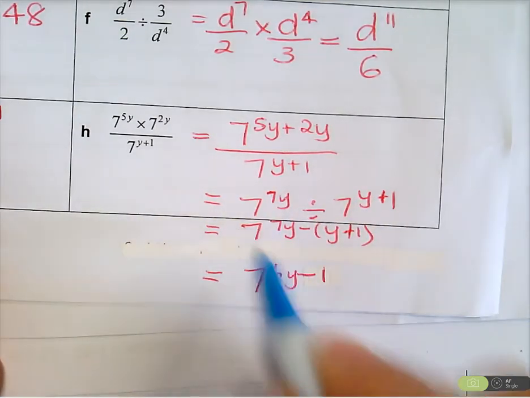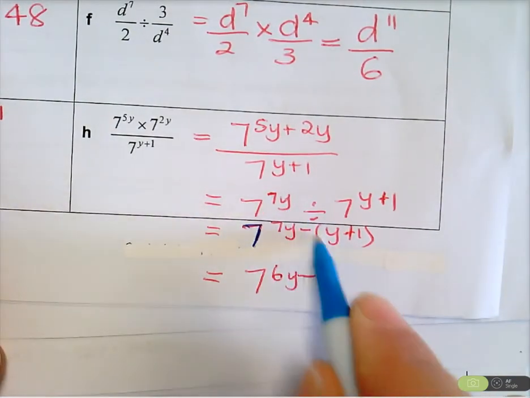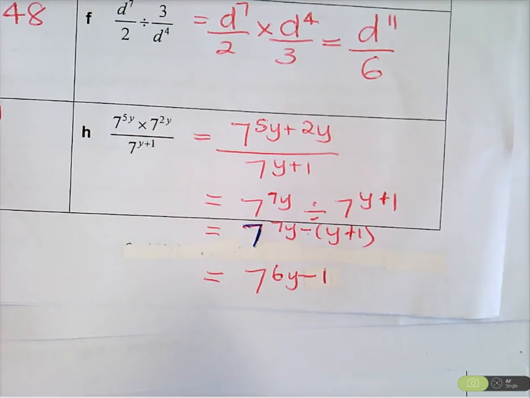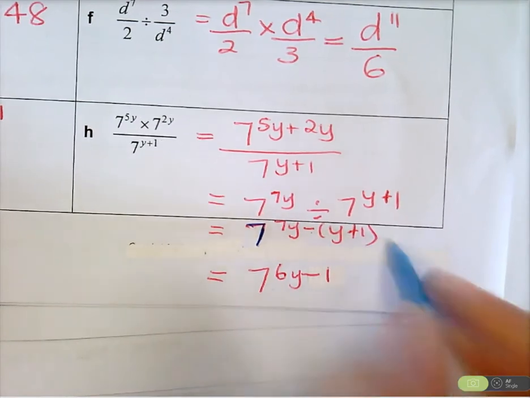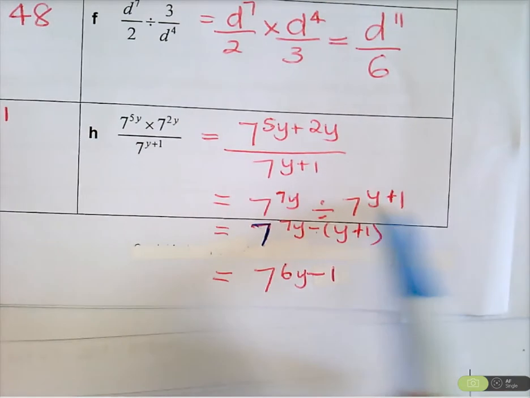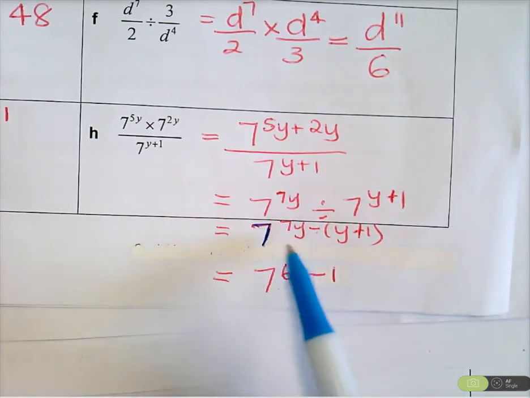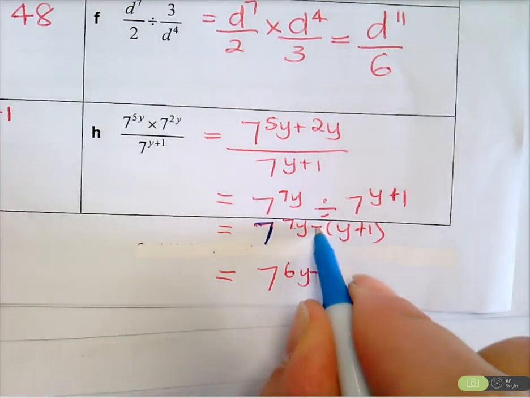So we go 7, big 7, to the power of 7y, take away brackets. You have to put the brackets because you're taking away all of the y plus 1. Do you get that? It's 7y minus whatever that is. So 7y take away bracket, y plus 1. Now, this is 7y minus y.